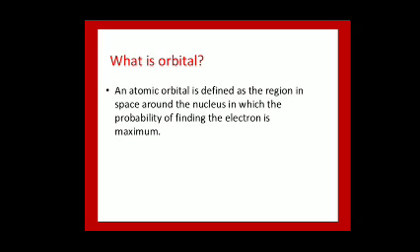A plane in an orbital at which the probability of finding an electron is 0 is called a nodal plane. What is an orbital? The region around the nucleus where the finding probability of an electron is maximum is called an orbital.